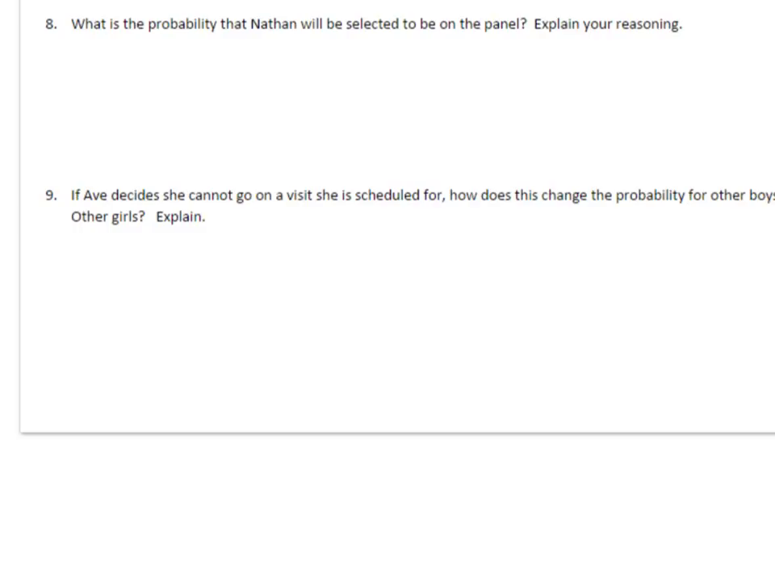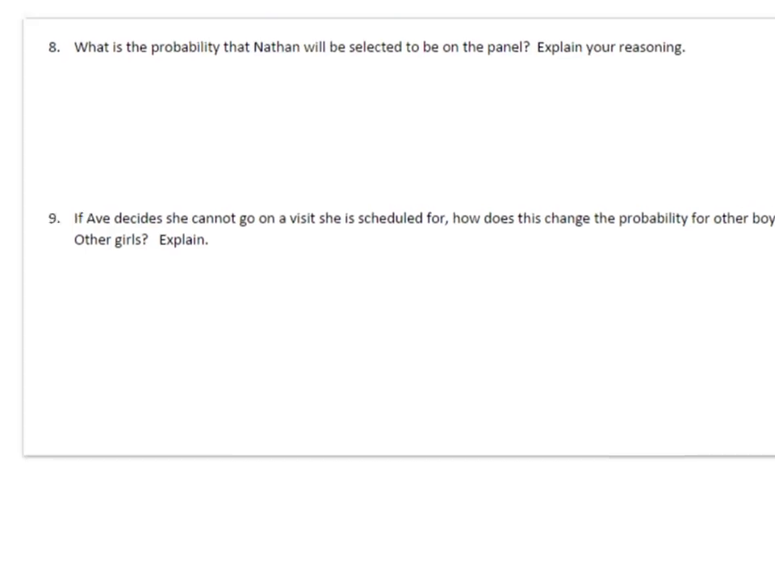Okay, so now we'll talk about the answers to this. So number 8 was the probability that Nathan will be selected to be on the panel. Explain your reasoning. Please pause and give a student the opportunity to answer. Okay, that student should have said that the probability that Nathan would be selected to be on the panel is 1/5. Okay, and explain your reasoning.